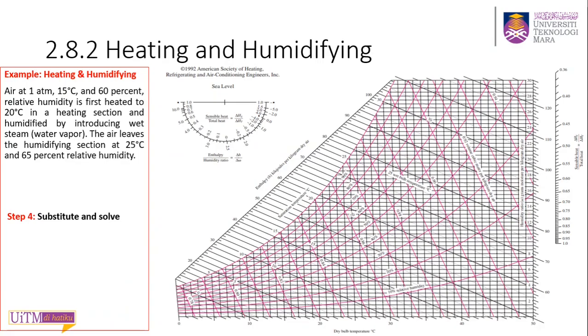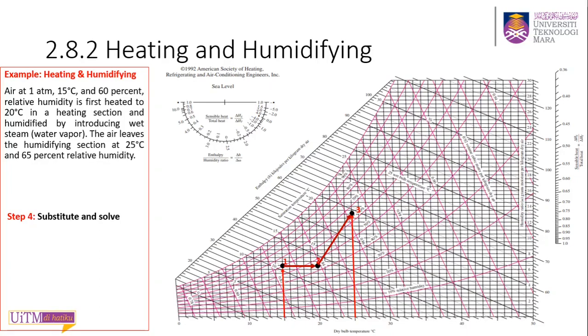Now, let's look at how to plot the chart for this question. First, locate and plot the properties for state 1. Make sure to draw the property line neatly. Next, since the first process is a heating process, draw a straight line until it reaches the temperature for state 2. Next, from the question, locate and plot for state 3. Then draw the process line connecting state 2 and state 3.